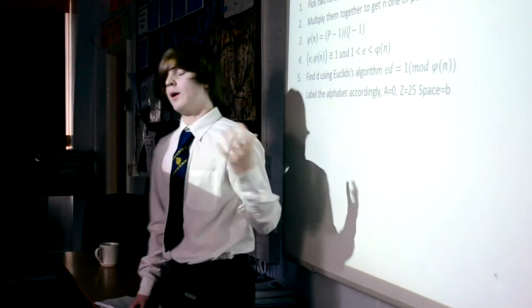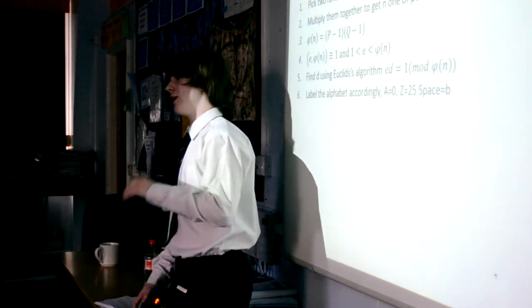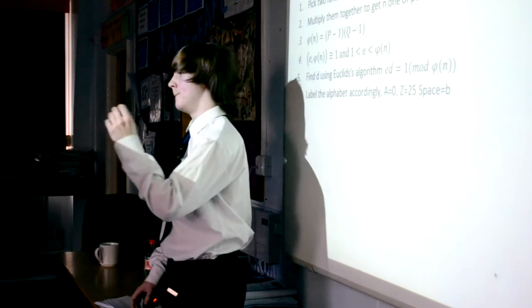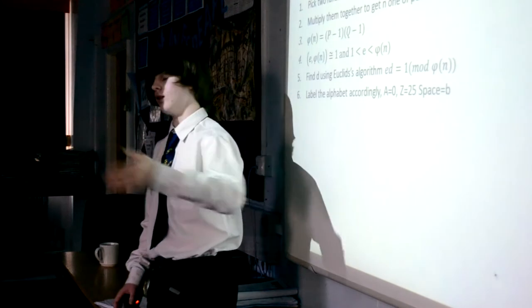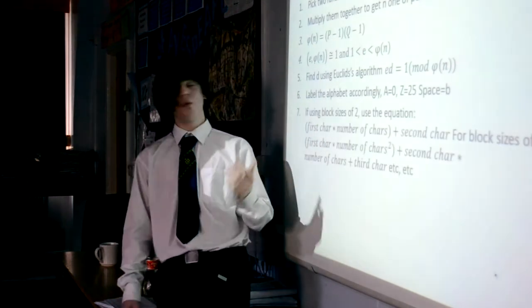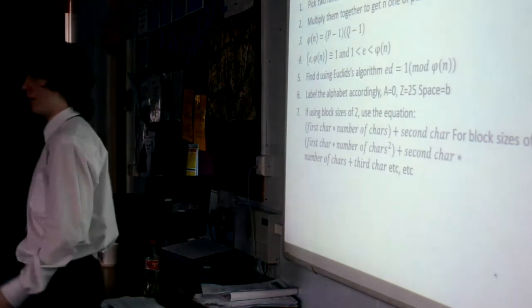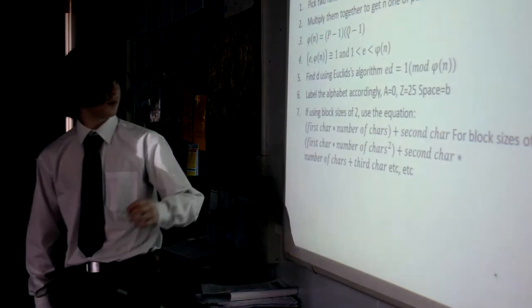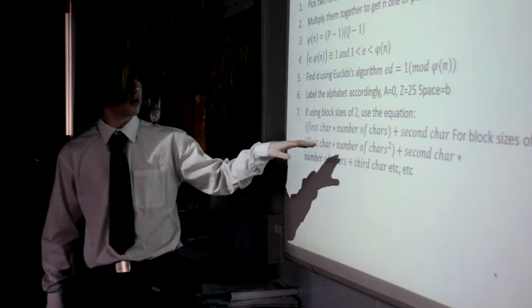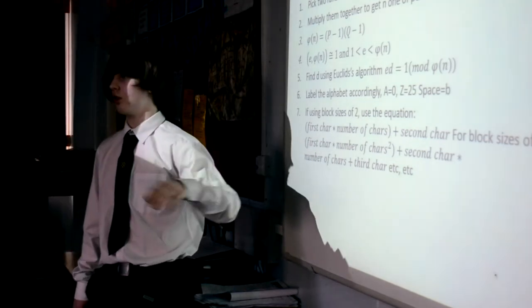And then we label the alphabet accordingly. In this case, we're going to be using only uppercase letters, and we're going to label A as 0 and Z as 25, and we'll use the symbol B as a space. So now we need to use this equation to get a temporary number, which you'll see is useful in a second. We take the first character times the number of characters plus the second character, for a block size of 2.